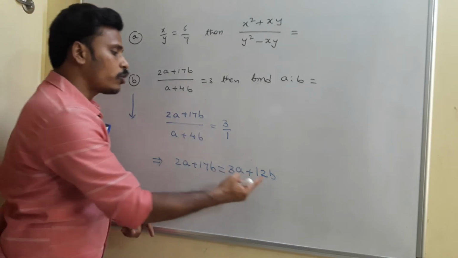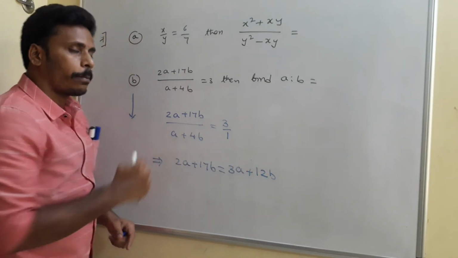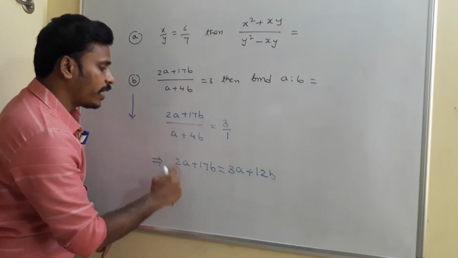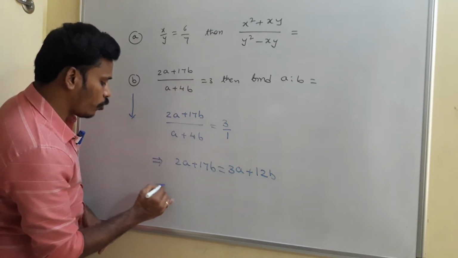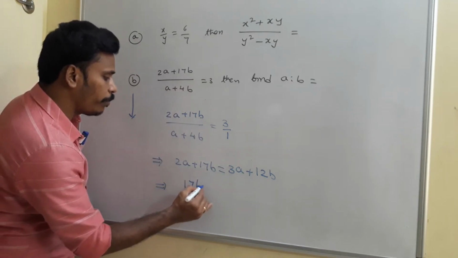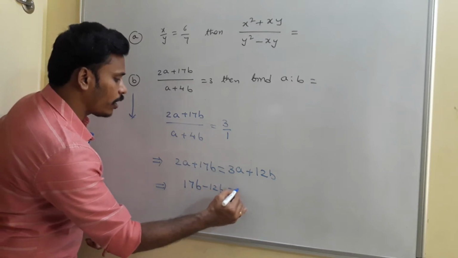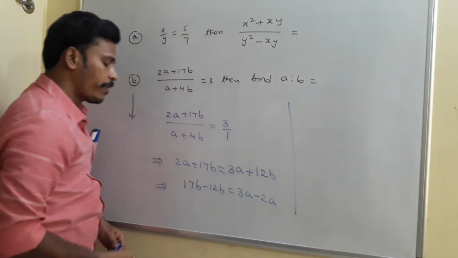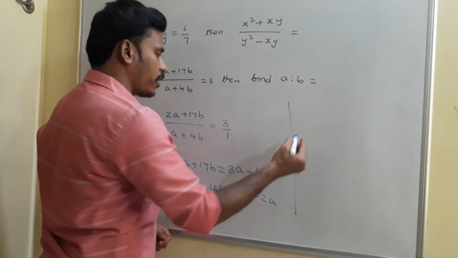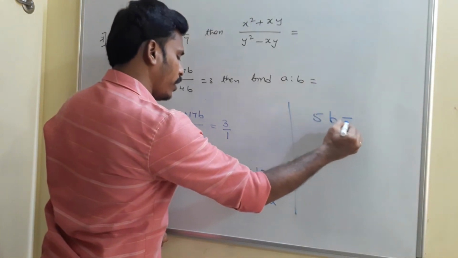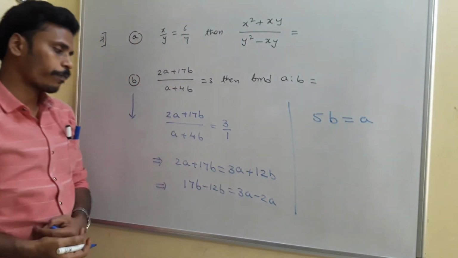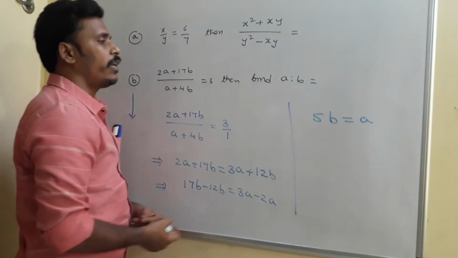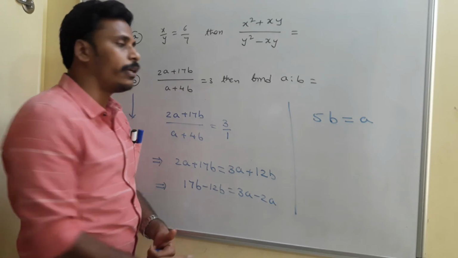There is 17b, so send this 12b this side, it becomes minus 12b, and send this 2a that side, it becomes minus 2a. So that implies 17b minus 12b is equal to 3a minus 2a. At the end, 17b minus 12b is 5b, and that is equal to a. And I need a by b. A is to b is nothing but a by b.